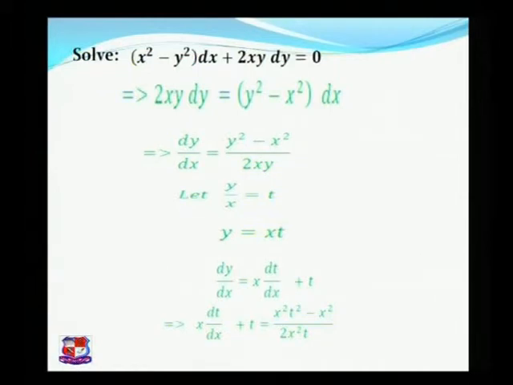If I replace this value of dy by dx in our main equation, then we will get x into dt by dx plus t is equal to x square t square, where y is equal to xt, so y square is equal to x square t square, minus x square upon 2x into y is equal to xt, that means 2x square t. And by simplifying we will get x into dt by dx plus t is equal to x square t square minus x square upon 2x square t.